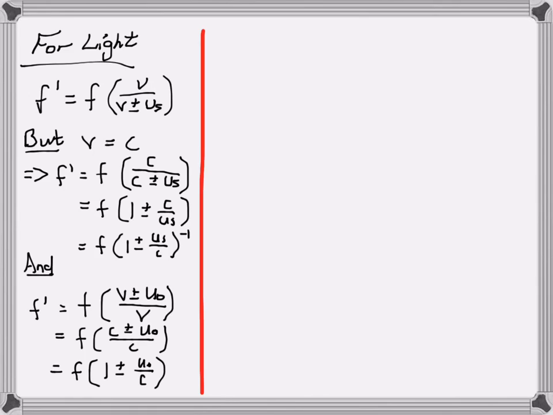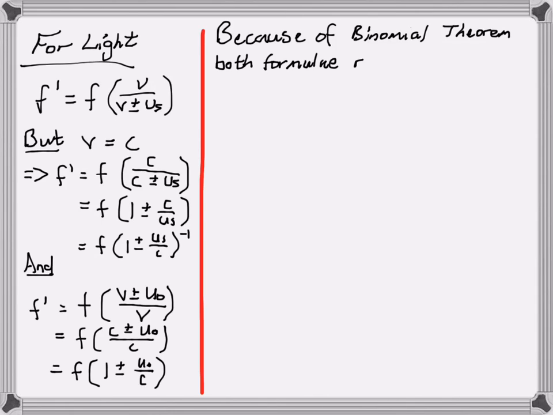Now, because of some complicated mathematics and of this thing called the binomial theorem, which you may study in maths but that we don't need to know in detail for physics, I'm going to skip that and I'm just going to say because of the binomial theorem, both formulae reduce to f' is equal to f times (1 plus or minus u/c).